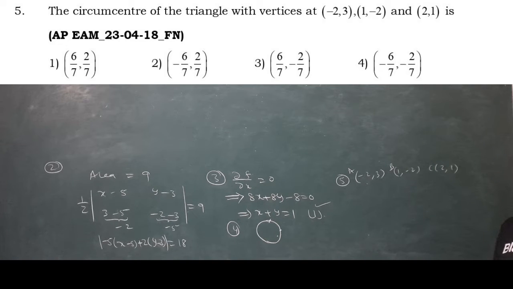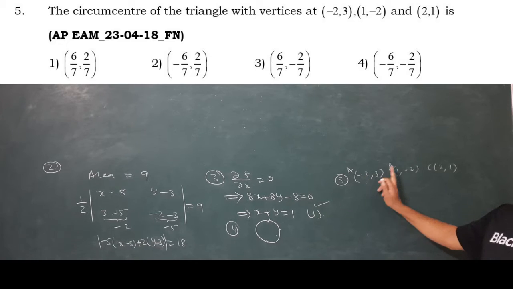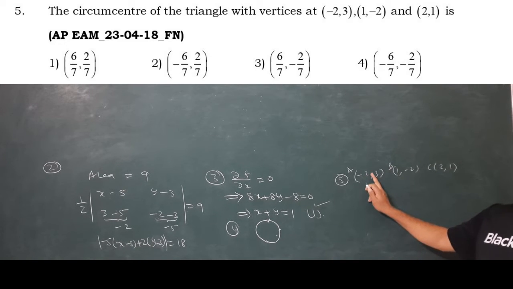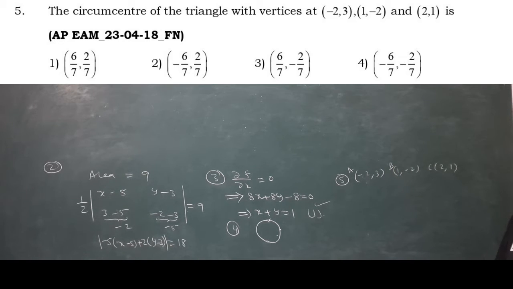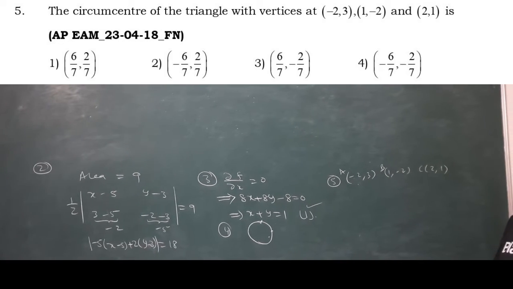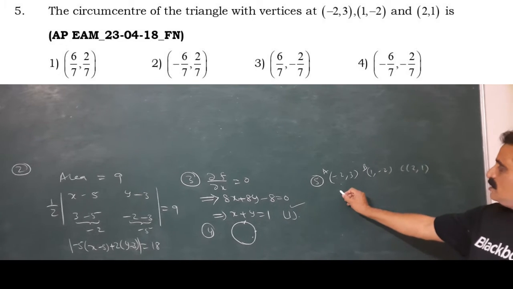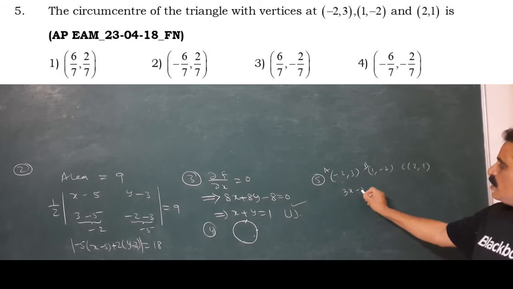We can easily find that equation. Difference of x coordinates, take the direction ratios: 3 minus 5. So the equation is 3x minus 5y.